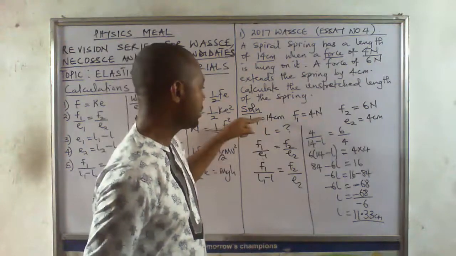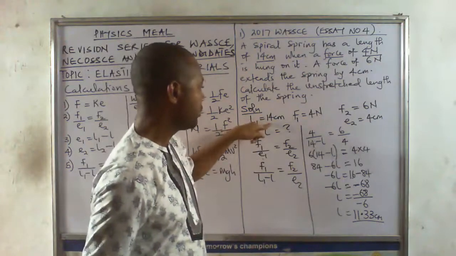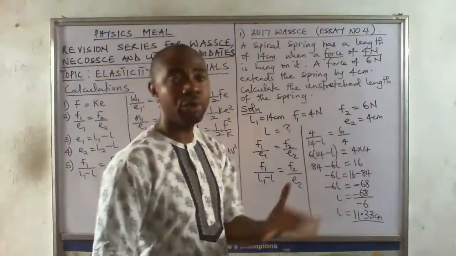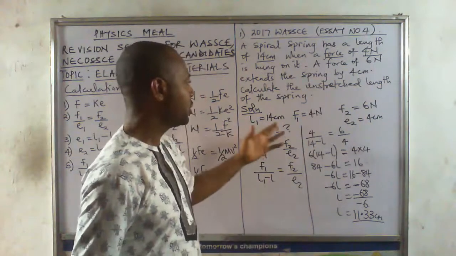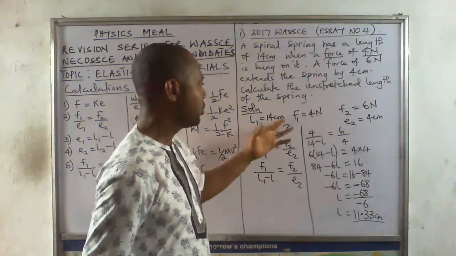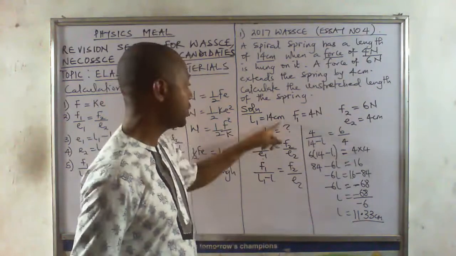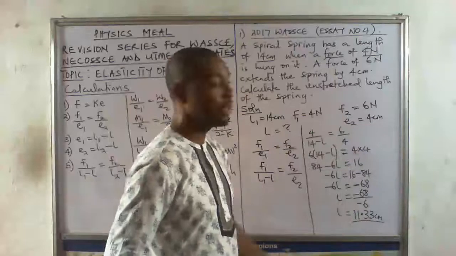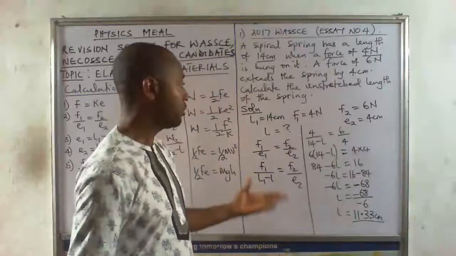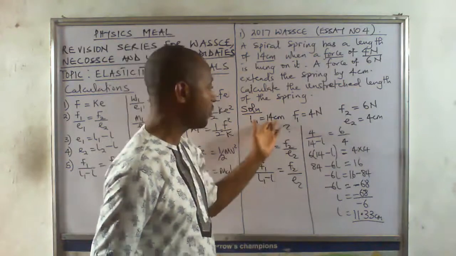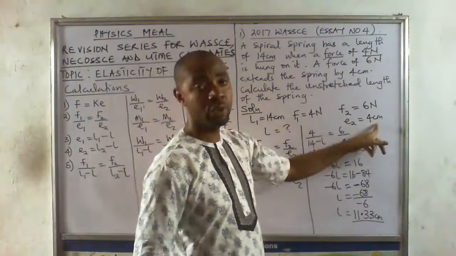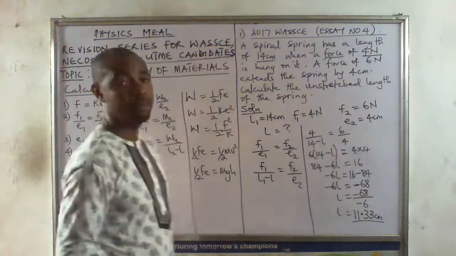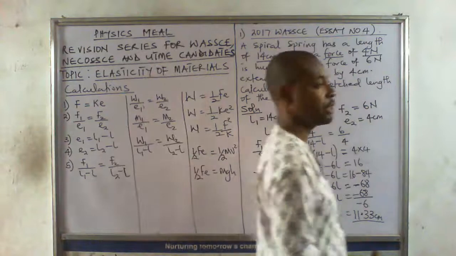Now let me say this. You will notice that I have 14 cm and I have 4 cm. Someone will be wondering, why didn't you change the length to meter? Even if I change this to meter and also change this to meter, I will still arrive at this. You can still change it to have 0.14 and 0.04, and you will arrive at the same answer.